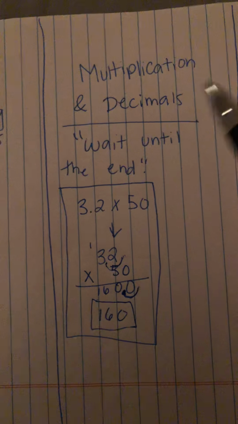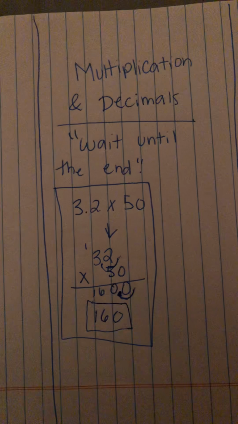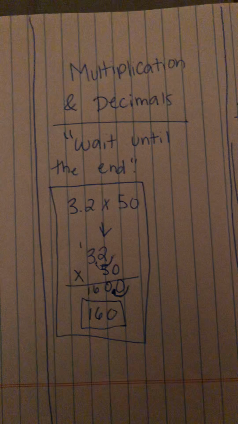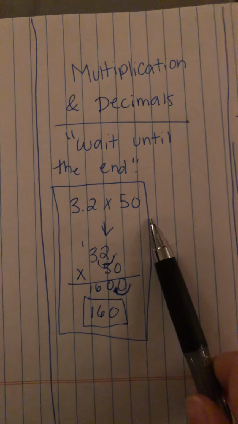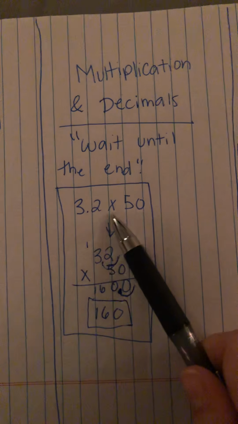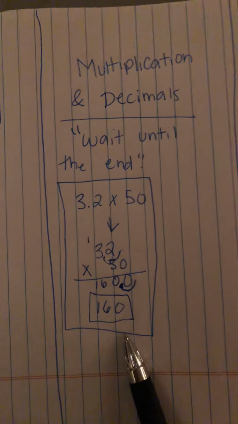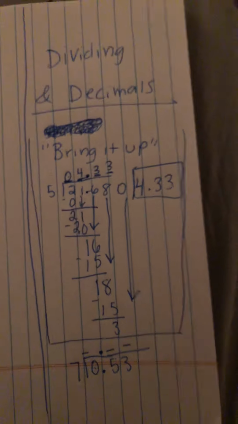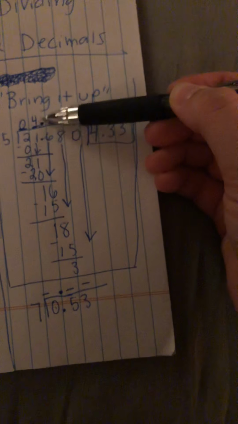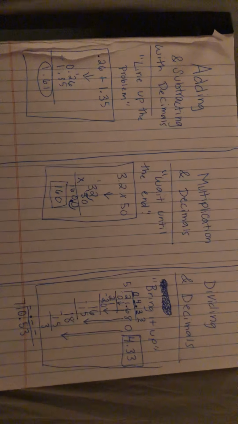Multiplication is, I think, one of the easier ones, as long as you don't forget to go back at the end. Just set it up as if these both were whole numbers, then go back and see how many places you need to move your decimal. This one's only one. And then for dividing, you set up your problem and just bring it up completely. I'll let you guys pause that if you want to again.